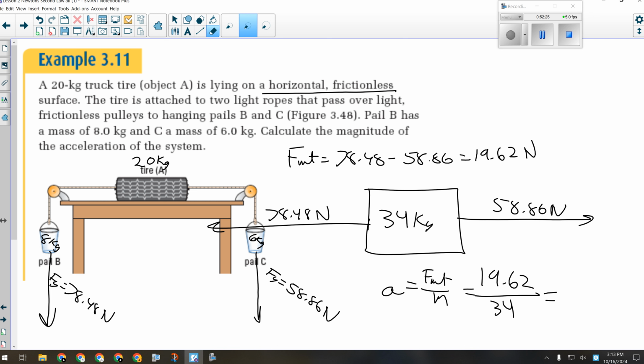But notice it says magnitude, because the tire is going to the left, the 8 kilogram mass is falling, and the 6 kilogram mass is rising. They're all going different directions. So all I can do when it asks for the system's acceleration is, in fact, give the magnitude. That's it, pretty sure it's 0.57, right? Meters per second squared, and that's all I can get. If it asked for the tire, I could say 0.57 meters per second squared left. If it asked for the 8 kilogram pail, I could say down. But it didn't, it asked for the system.